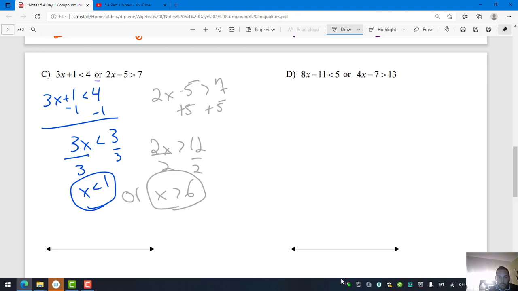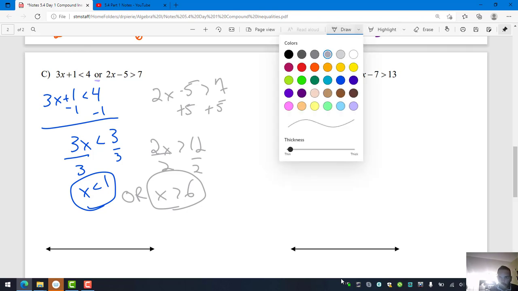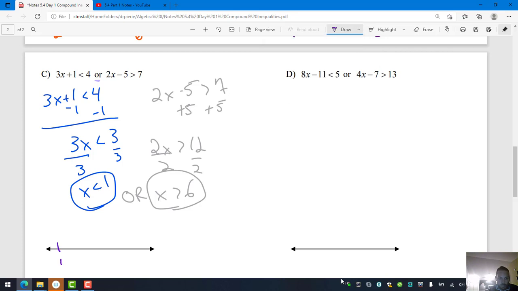So remember, this is an OR compound inequality. It's either I have the blue condition met or I have the gray condition met. It can be one or the other. But graphing it's pretty much exactly the same. Start with your smaller number on the left. Let's change the colors here. Let's go to purple. Smaller number on the left, which is 1. Bigger number on the right, which is 6.